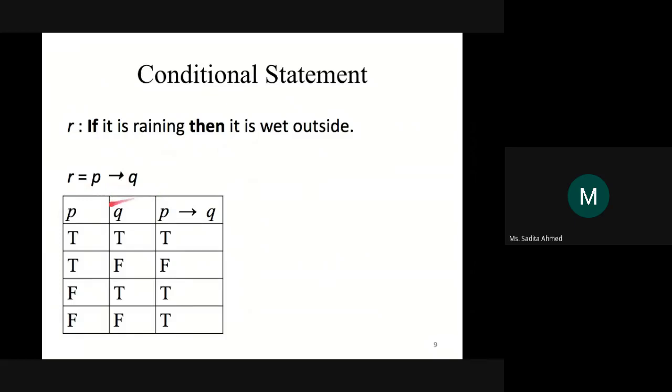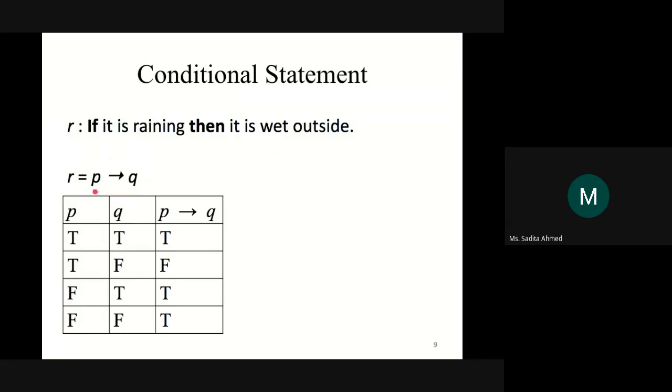Okay. So in other words, we can also say that R equals P implies Q. If this is the statement, then the truth value of R, the truth value of this entire statement, will be the same as the truth value of P implies Q.